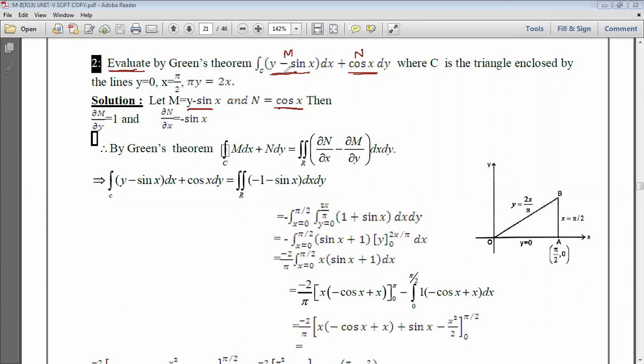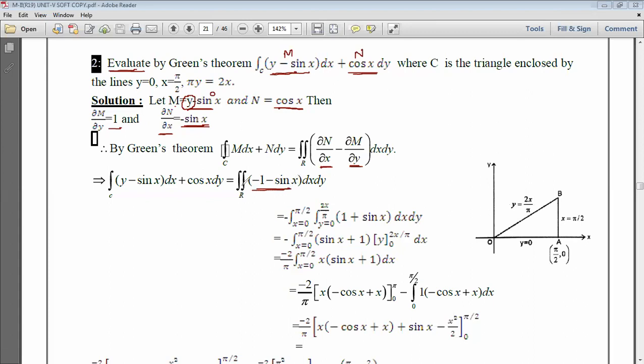Next, what we need is ∂N/∂x minus ∂M/∂y. So ∂N/∂x is nothing but the derivative of cos x, which is minus sin x, right? And ∂M/∂y is the derivative of M with respect to y, which is 1, and the sin x term is 0 because there is no y term in it. So we wrote ∂M/∂y equal to 1 and ∂N/∂x equal to minus sin x. So what we require, ∂N/∂x minus ∂M/∂y, is nothing but minus 1 minus sin x. Okay, this one we got.